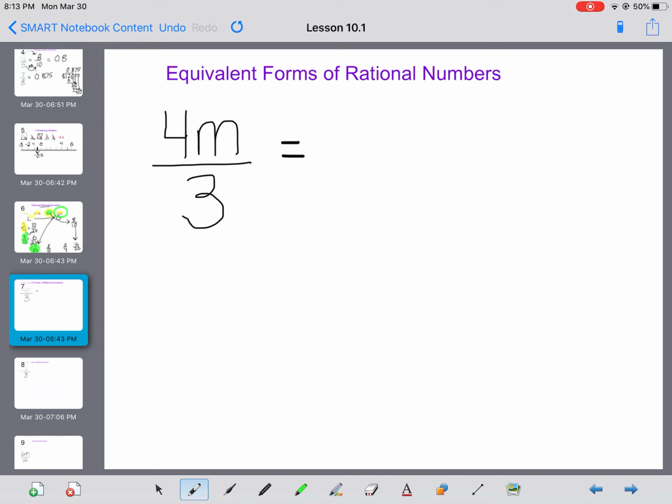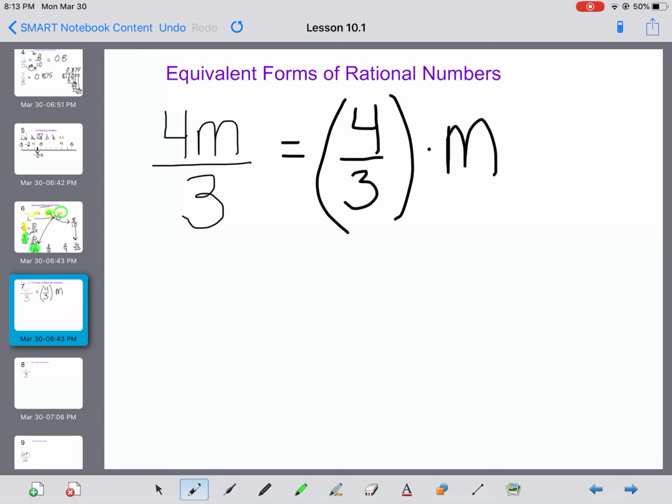So when we look at rational numbers, we can look at them in a variety of different views. For example, I have 4m divided by 3. What is equivalent to that, so a different way of writing it that means the same thing, is this. I could write 4/3 times m. That's the same thing, because if I wanted to, I could just do 4 times m divided by 3. It's the exact same thing. I could also write this in a different way. I could also write that it's also equal to m times 4/3. Okay, that's another way that I could write it out.